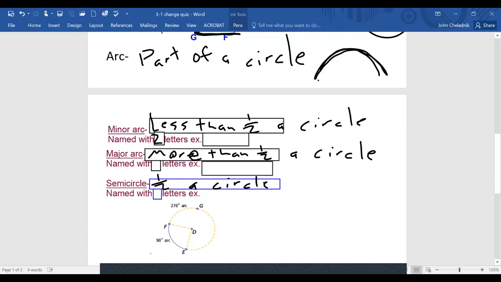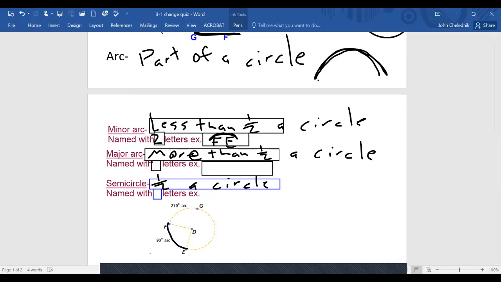And an example in this picture down here would be arc FE, right there, arc FE. And the way you write that is with an F and an E with a little arc symbol above the letters. That is read arc FE.